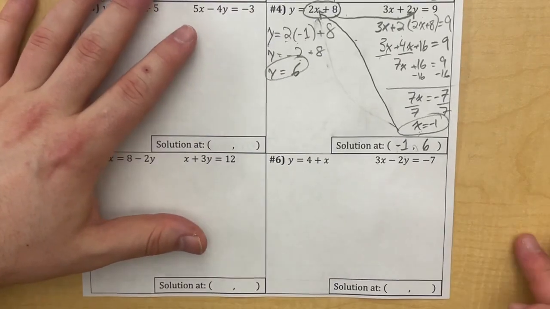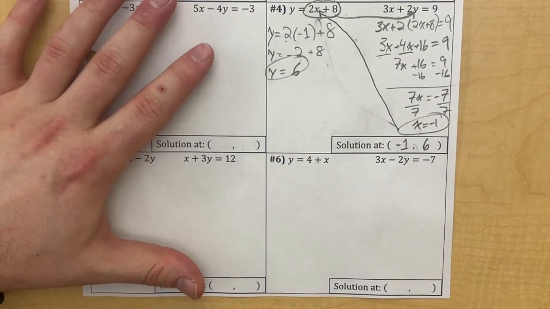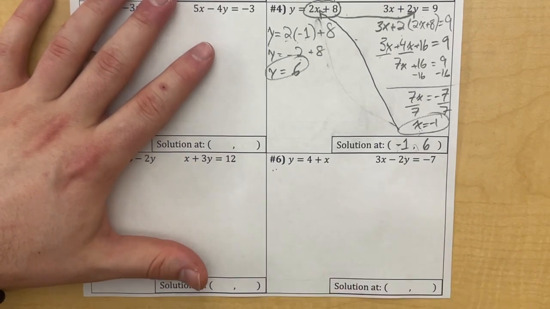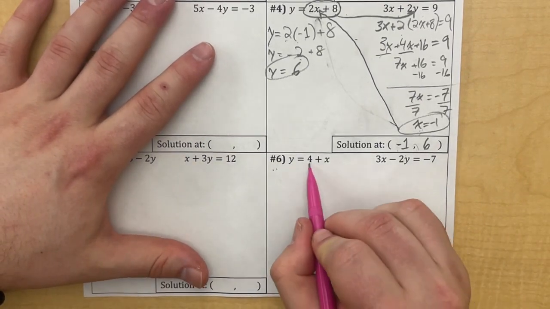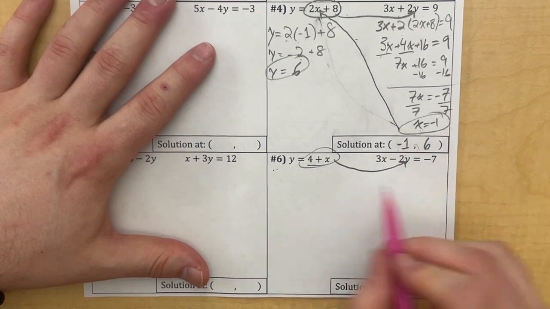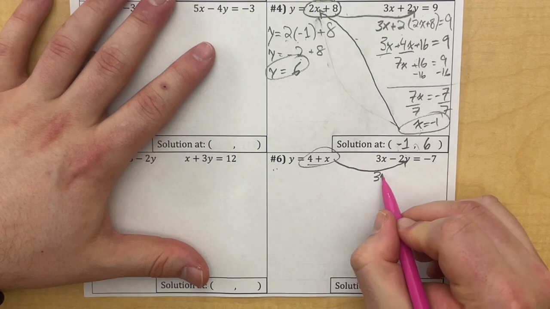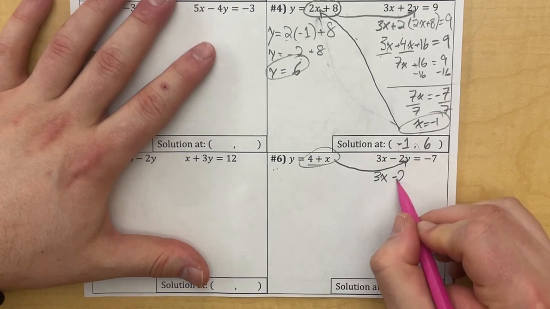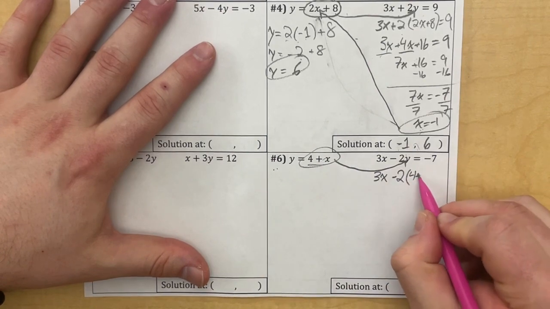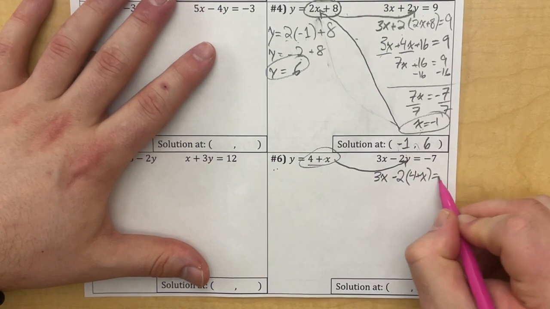Moving on to the last one on the front, last even numbered problem on the front. So for number 6, it gives me this equation. So I'm going to take and rewrite it into my equation here. So I'm going to say I have 3x minus 2. Make sure you show parentheses, so I have times, and then I have 4 plus x equals -7.